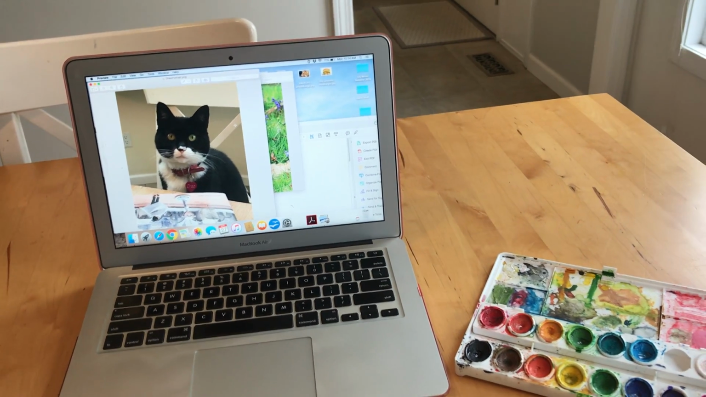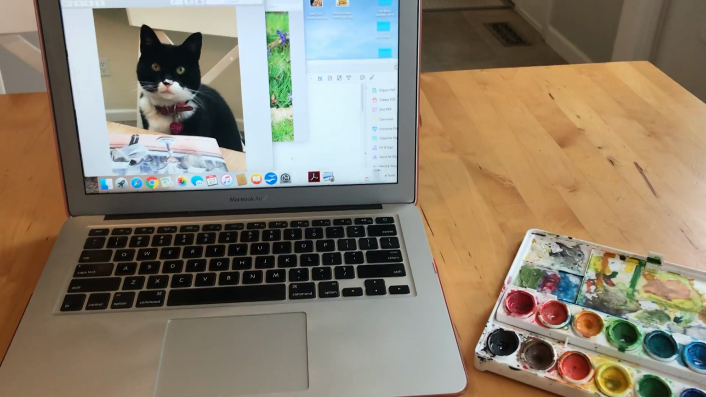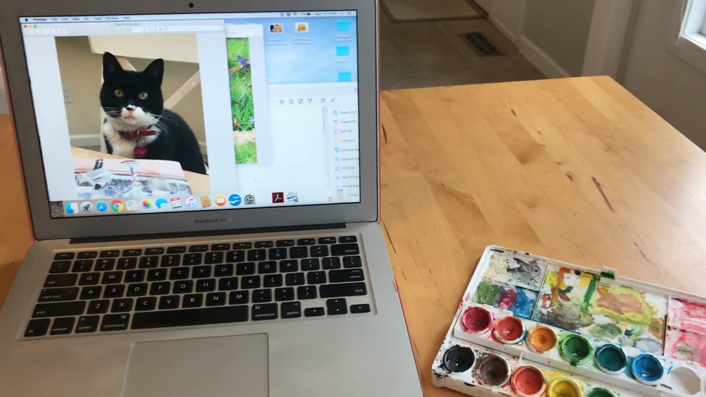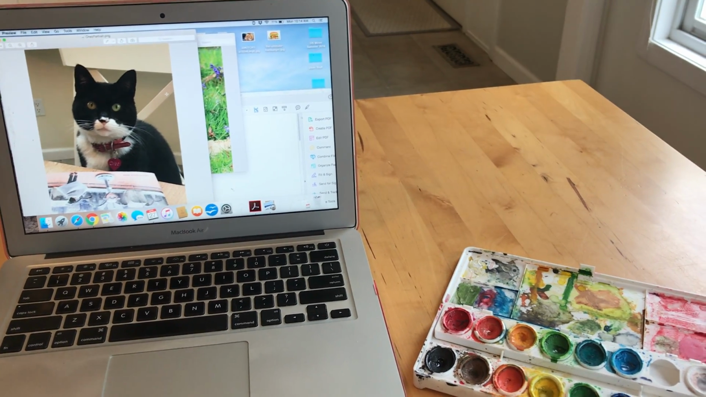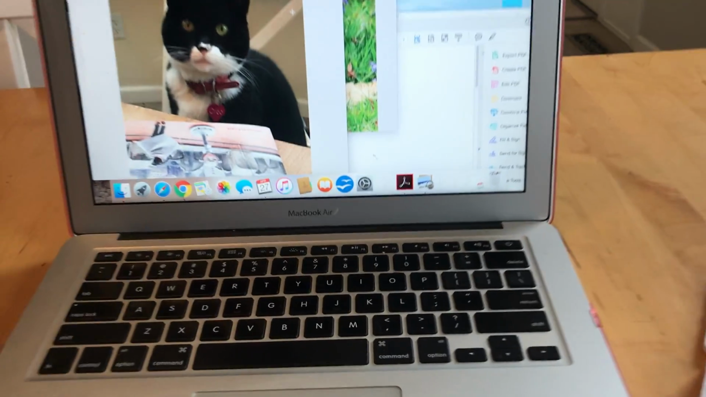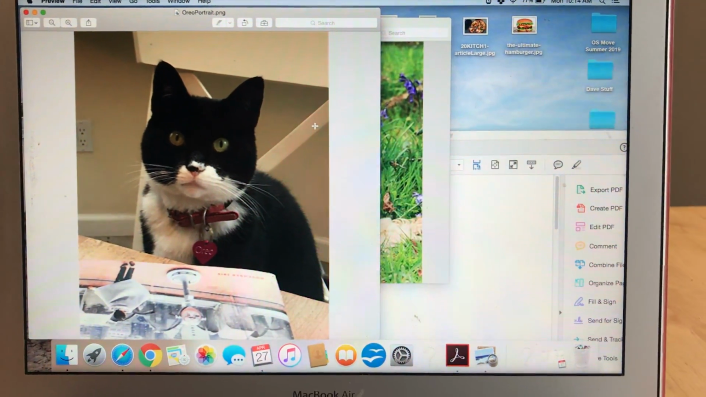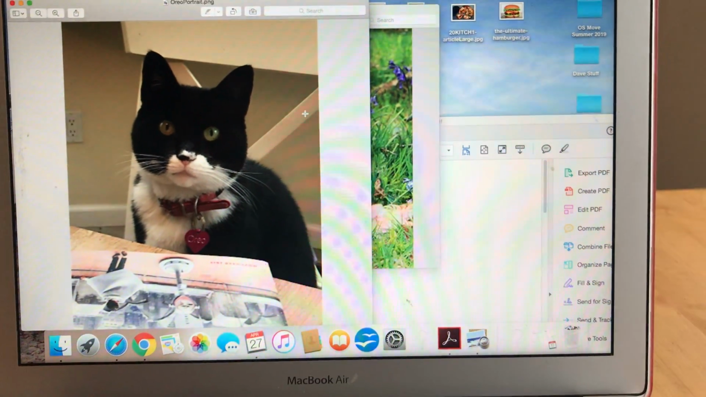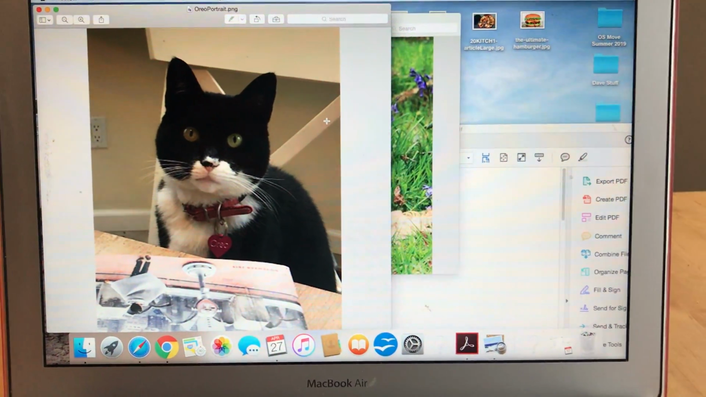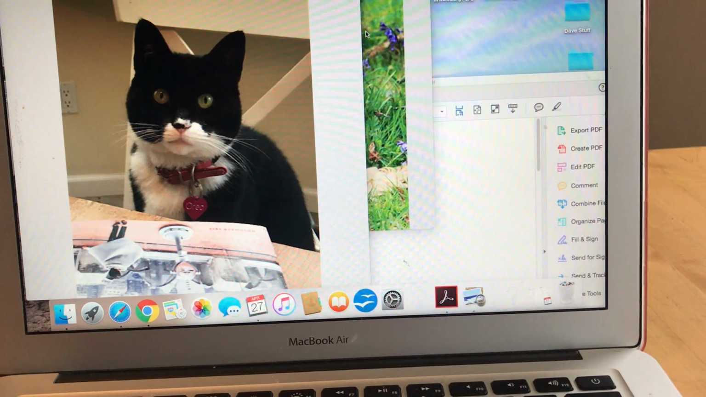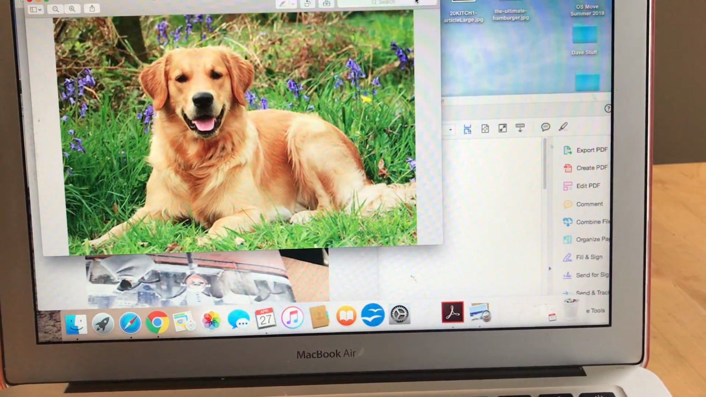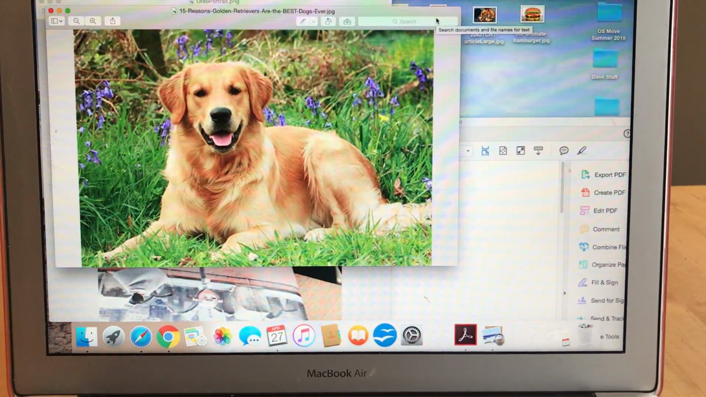Now, to do this week's art project, you definitely don't have to have a pet. You just have to think about what pet you would get if you could pick any pet in the world. So this is, of course, Oreo, my kitty cat, and she is the pet that I have. I love animals, and if I could get another pet, it would be a golden retriever.